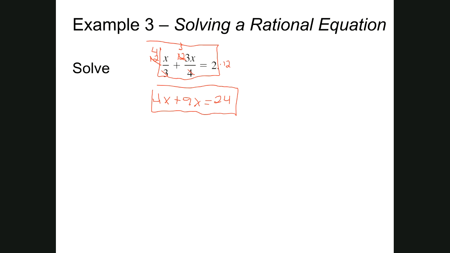So now if I'm going to finish solving, I'm going to combine like terms. So this gives me 13x is equal to 24. Divide through by 13. And I end up with x equals 24 over 13.